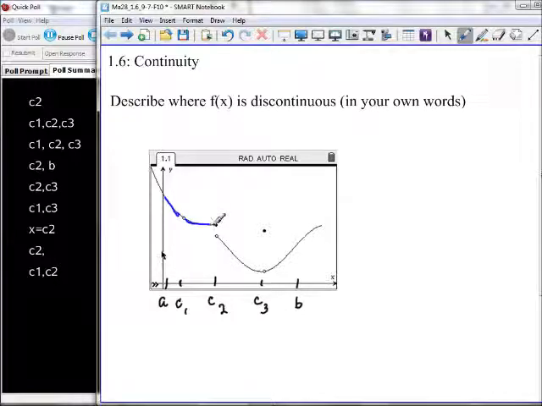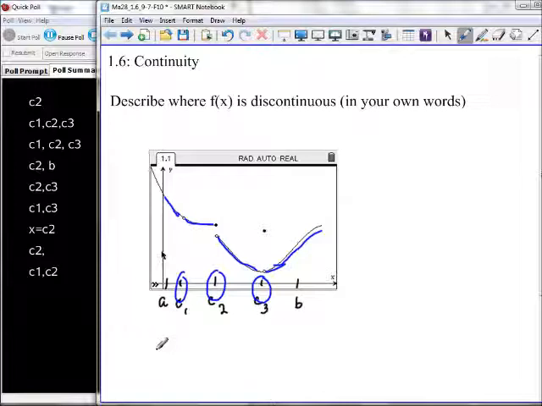When I get to this point, the same thing happens. I have to pick the pen up and continue on, and then I have this down here as well, where I have to pick the pen up and continue on. So there are three areas where it is discontinuous: C1, C2, and C3, because at neither one of those points can I leave the pen down. Now, they're discontinuous for different reasons, though.